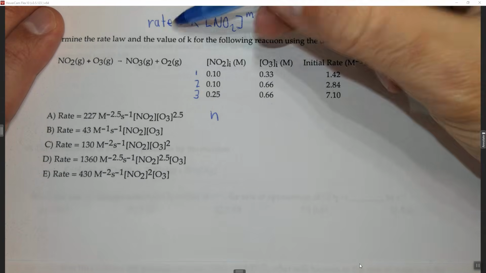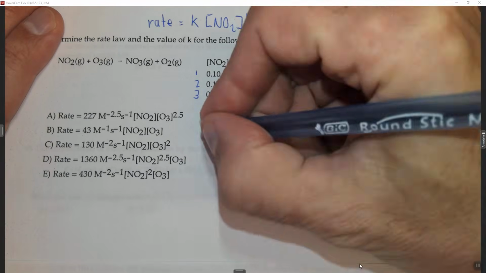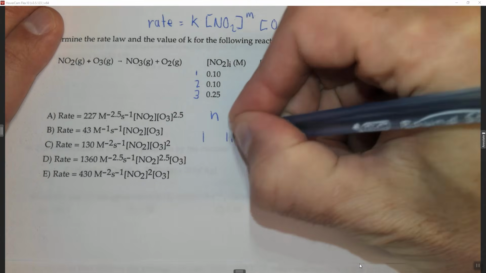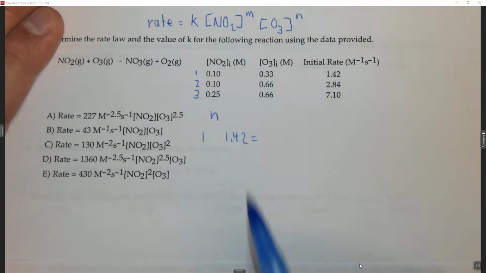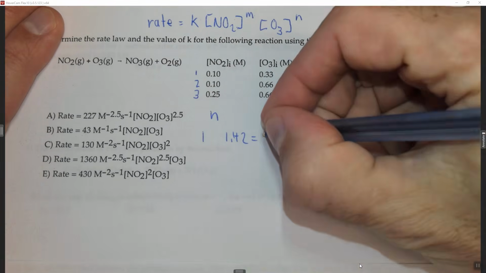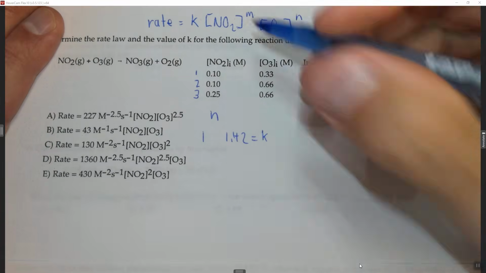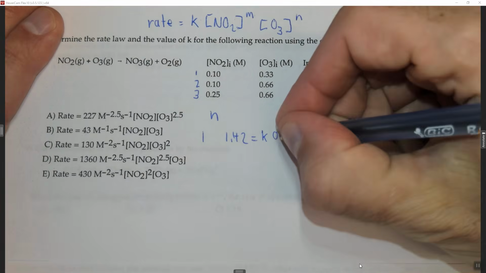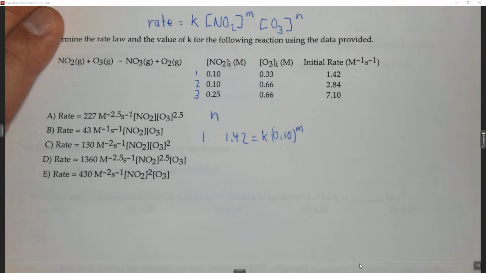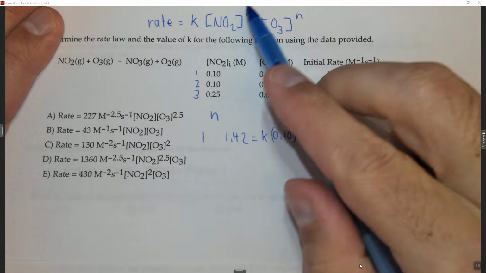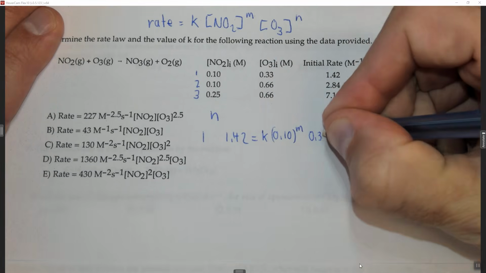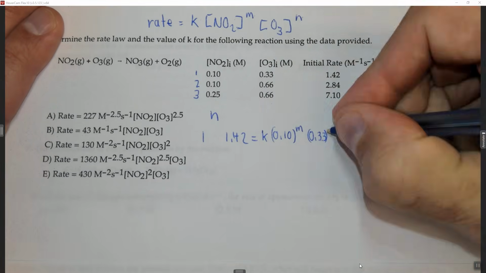Well, let's plug in what I know. Well, I know the rate. So for trial 1, the rate is 1.42 equals, now I'm going to write K, I don't know K. Concentration of NO2, I do know, 0.10, and I know that that's to the M. I don't know M. Okay, so I don't know this. But I do know the concentration of O3, it's 0.33, and I don't know n.